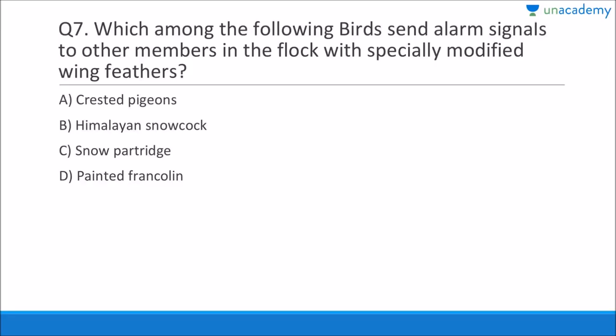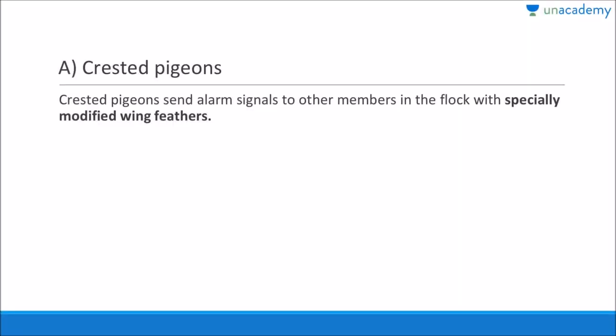Question number 7. Which among the following birds send alarm signals to other members in the flock with the specially modified wing feathers? Answer here is A, crested pigeons. So crested pigeons send alarm signals to other members in the flock with the specially modified wing feathers.